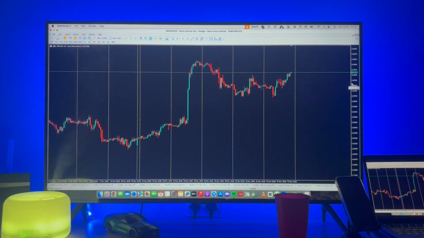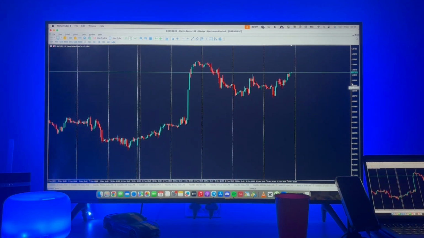So make sure that on the hourly time frame, if you're looking to buy, the trend is bullish, and if you're looking to sell, make sure that the leg is bearish, right? So that's the first step, that's the first rule that you have to follow.